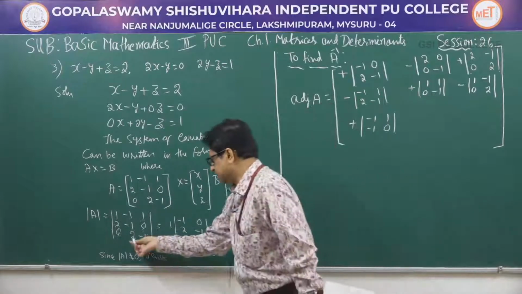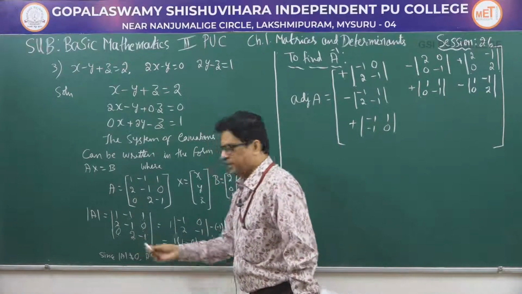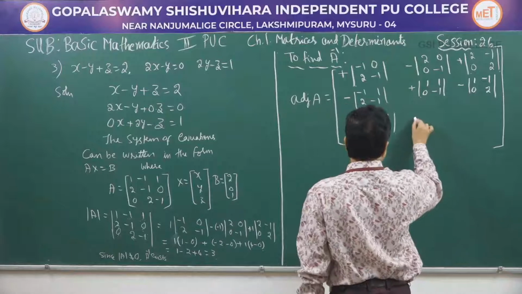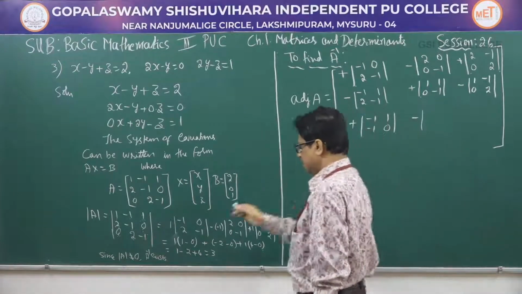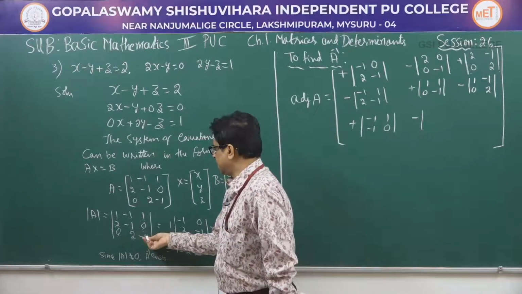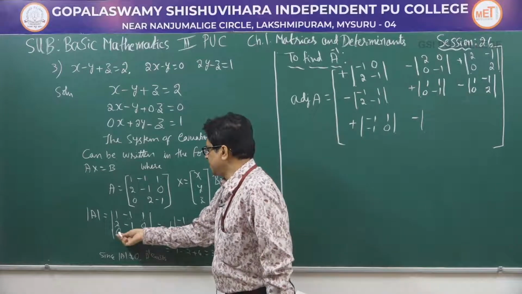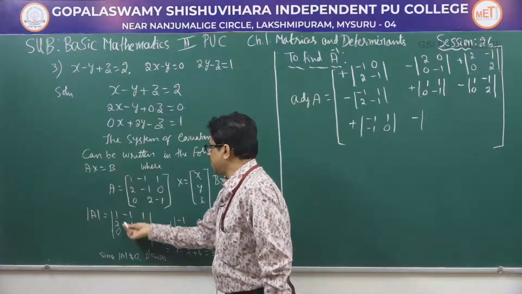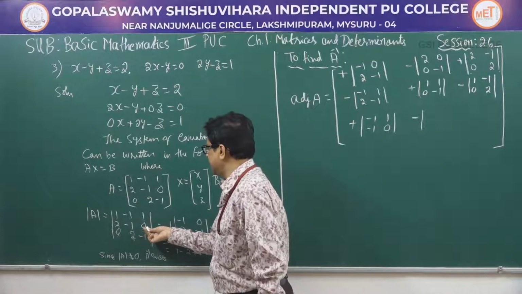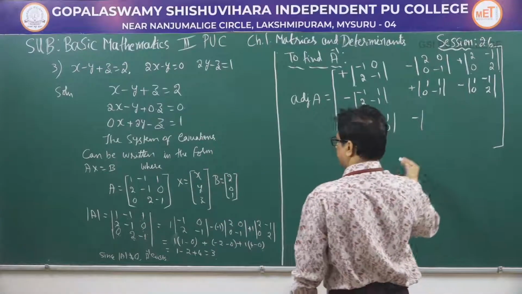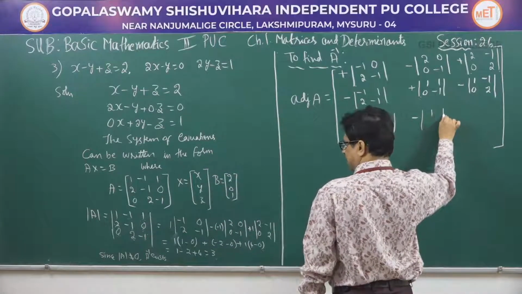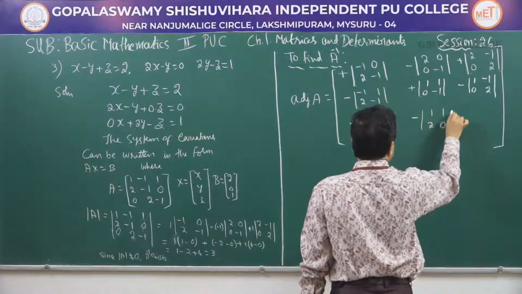Next we shall find the cofactor of 2. First we write the sign of the cofactor, minus. So, 2 lies in the third row, second column. We eliminate the third row and second column and take the determinant of the remaining elements. That is determinant of 1, 1, 2, 0.